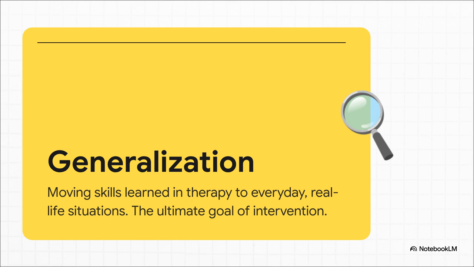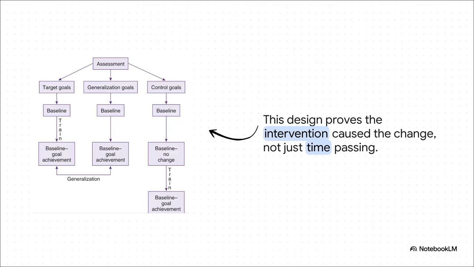And let me tell you, this is the holy grail of therapy. It's the whole point. Because if a kid can use a new word perfectly with their therapist, but can't use it with their parents or with their friends at school, then the job's not done. The ultimate goal is always for these skills to break out of the therapy room and into every part of their life. Okay, so how do you prove it worked?